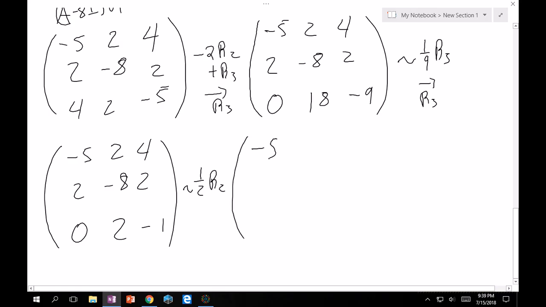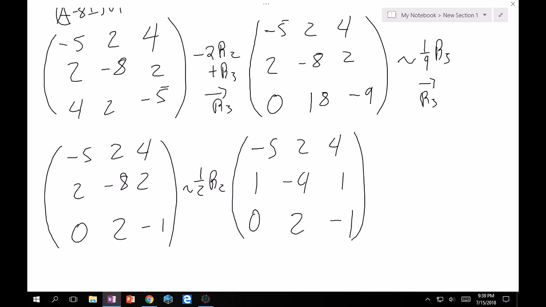So minus 5, 2, 4. Third row is also unaffected, 0, 2, minus 1, and then the second row is affected, so it's 1, minus 4, 1. Great. Next thing that I want to do is probably get rid of the first element in the matrix. So to do that, I would want to add 5 R2 onto R1, plus R1 onto R1.